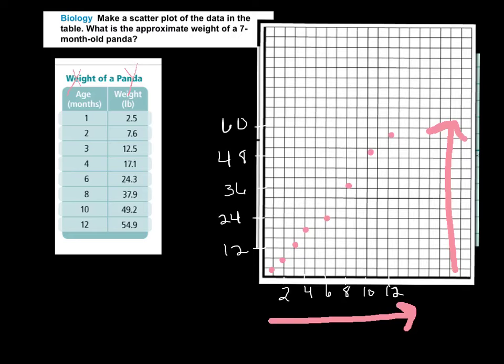Okay, the question asks, what is the approximate weight of a 7-month-old panda? So here's our graph. 7 months would be right here. All right. So we're going to follow it. Okay, you can draw a line if that helps. Okay, I'm going to draw, it's called a trend line, but you can draw a line from the start, okay, to the end. Okay, and 7 months follows 7 months up. Okay, and they're going to meet right there, so about 24.